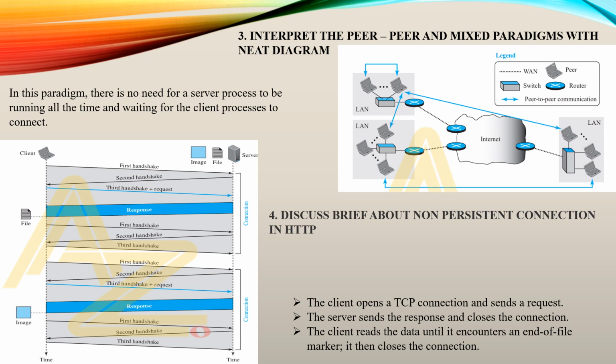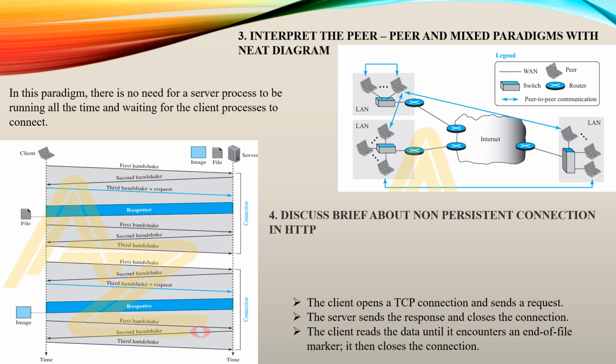Discuss briefly the non-persistent connection in HTTP. In HTTP, you have two connections, persistent and non-persistent. This is the non-persistent diagram. Here the client opens a TCP connection, so it first sends a request for the connection establishment. In turn, the server will send the response and it will close the connection. That is, the establishment is done or the closing of the connection is done.